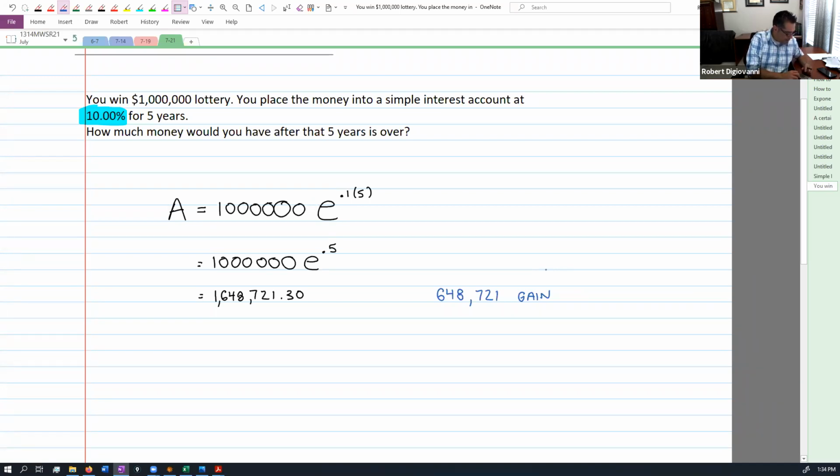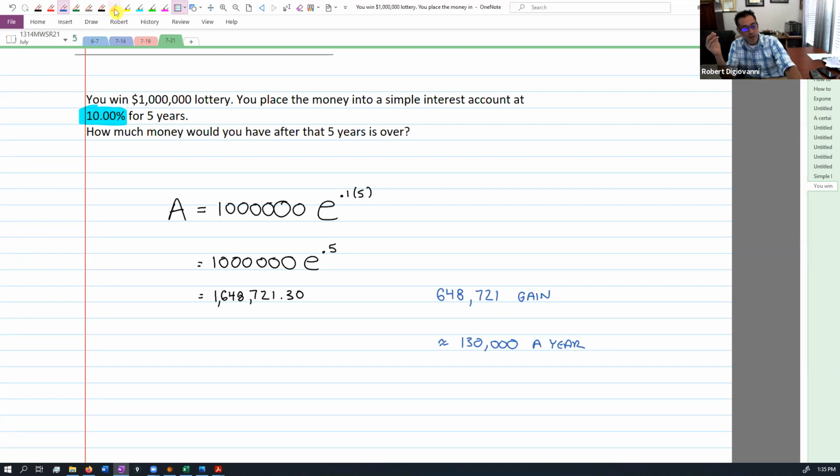If we divide that by 5, that's about $130,000 a year. Compared to 12,000 or whatever it was, which means that if you're willing to take a higher risk, because the stock market's risky, you may not gain back 10%. You may lose money. But if you're willing to take that bigger gamble, you have potential of a bigger return.